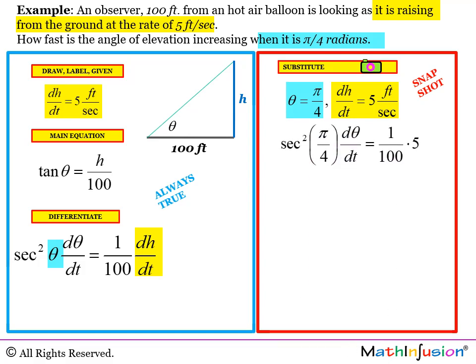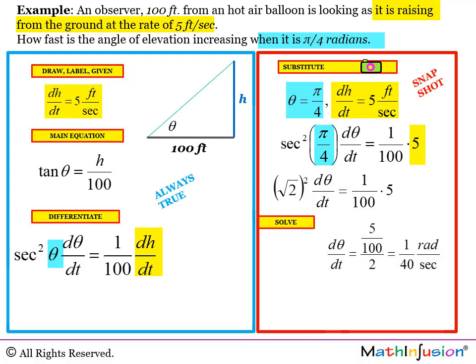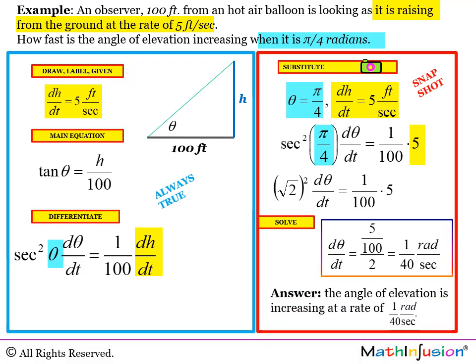So now we just have to substitute in. We will substitute this for the theta and this for dh dt. And we calculate that. And we are solving for d theta dt. We get that d theta dt is 1 over 40 radians per second. The answer then: the angle of elevation is increasing at the rate of 1 over 40 radians per second.